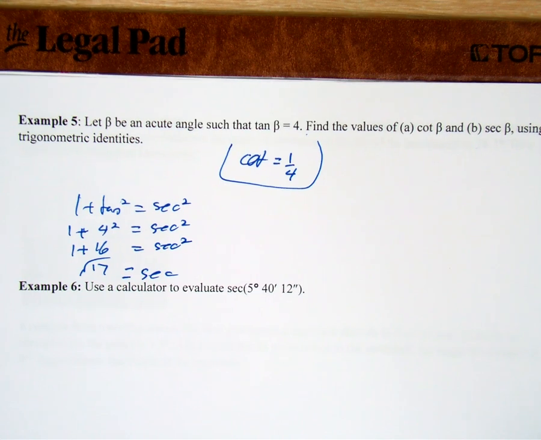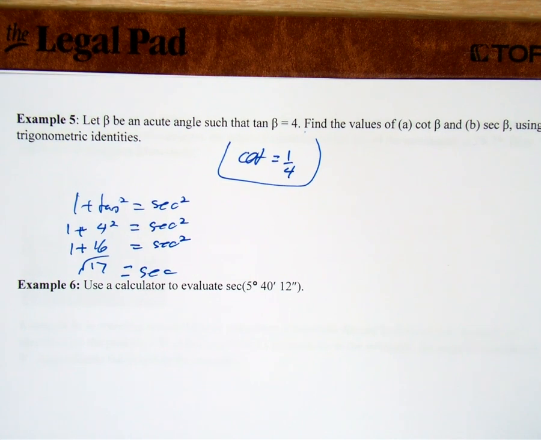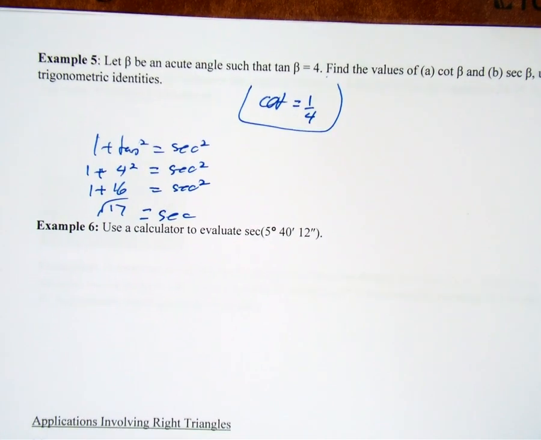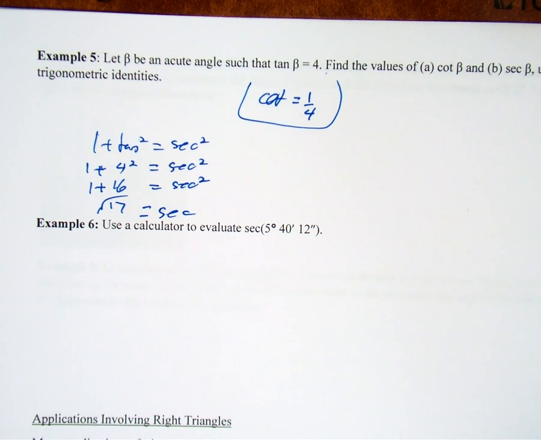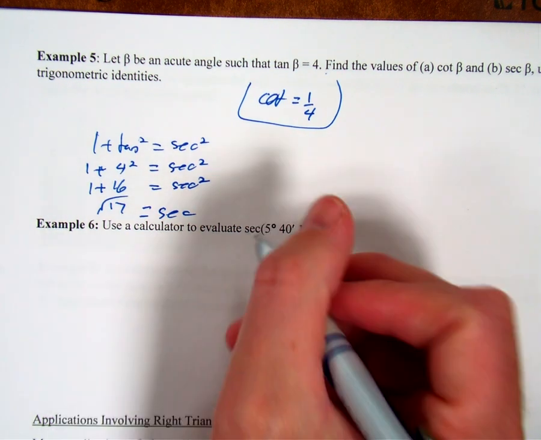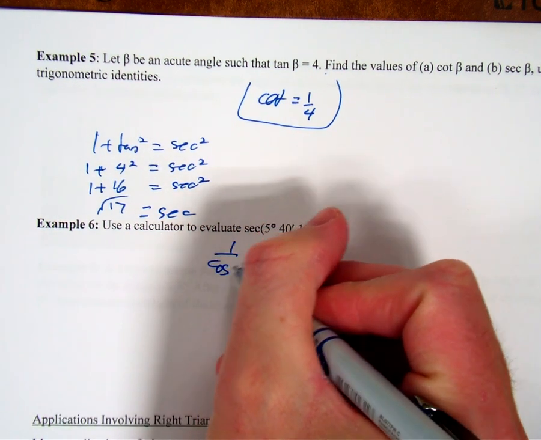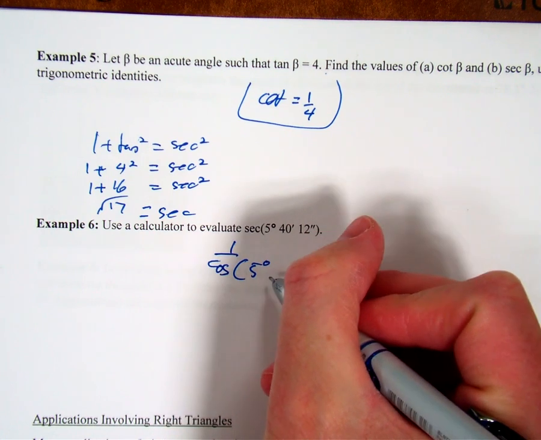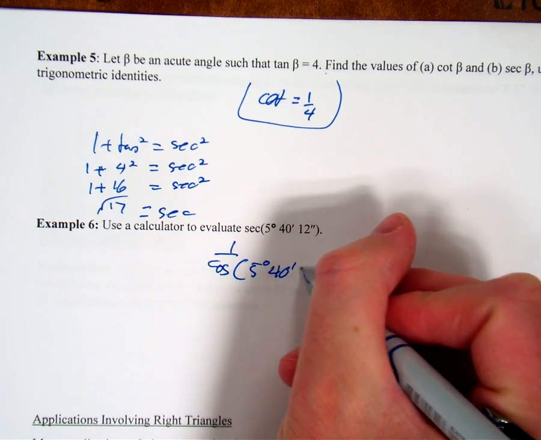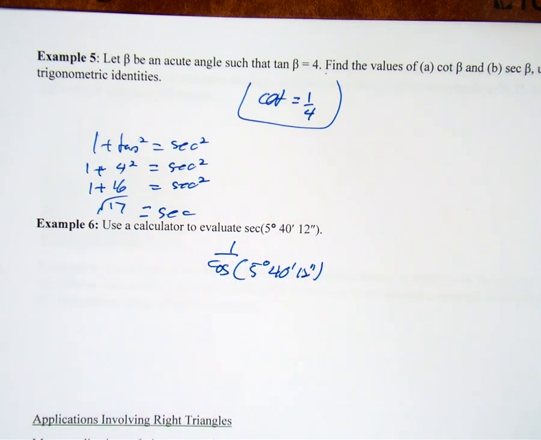Use a calculator to evaluate secant of 5 degrees, 40 minutes, and 12 seconds. Wow, that's kind of crazy. Alright, you don't have a secant button on your calculator, so what you are going to do is 1 over cosine of all that. And yes, you do have all that on your calculator. Let's see where it's at.